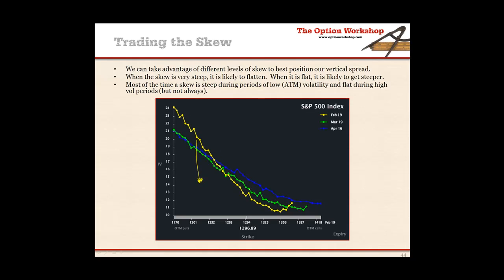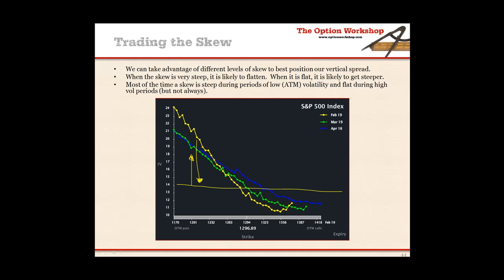Same thing with skew. So if you have a very steep skew, meaning very high implied volatility values for out-of-the-money puts, they'll tend to drop. Same thing if you have a very flat skew down here. If it's a very flat skew, those implied volatility values will tend to rise.